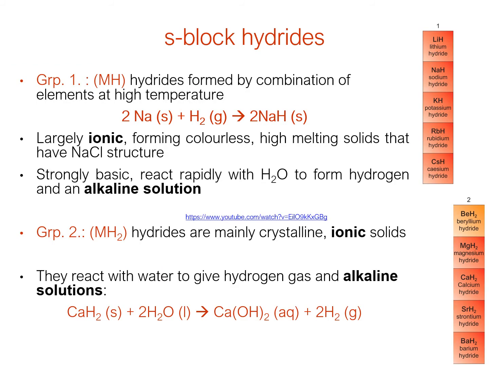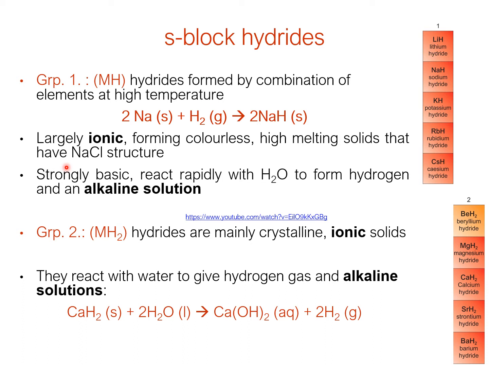So group 1 hydrides are formed by a combination of the elements at high temperature. If you just heat up sodium and hydrogen, you'll end up with sodium hydride. They're largely ionic, and this goes back to what I was saying earlier. They're not truly ionic like sodium chloride would be, but there is a large difference in dipole, where the hydrogen has a large delta minus charge, and the alkali metals and alkaline earth metals have a delta plus.